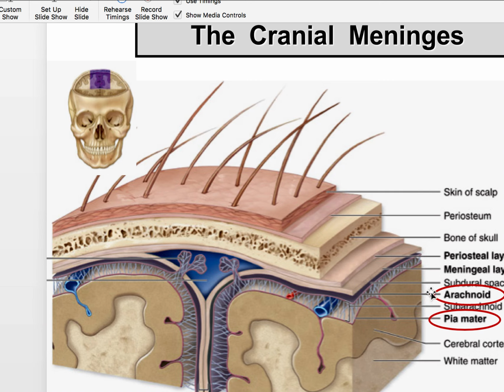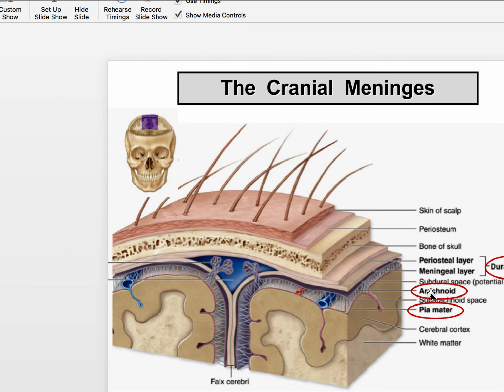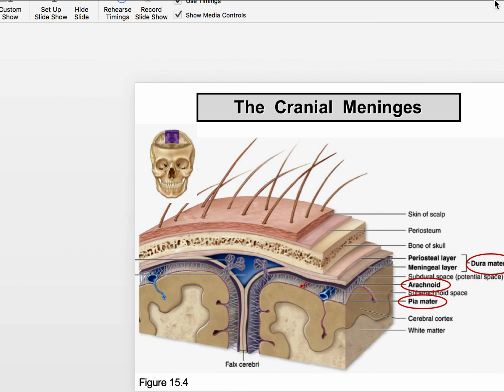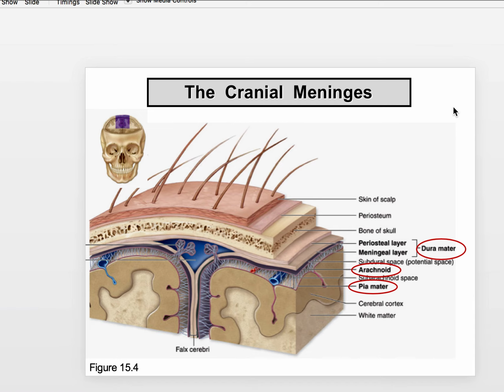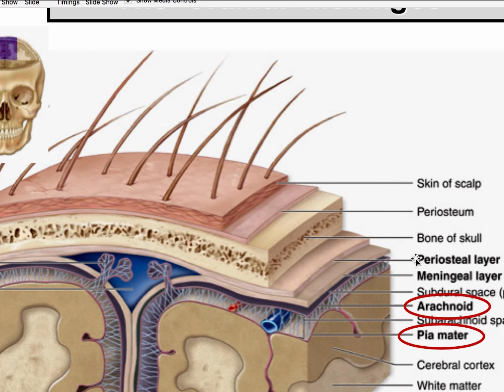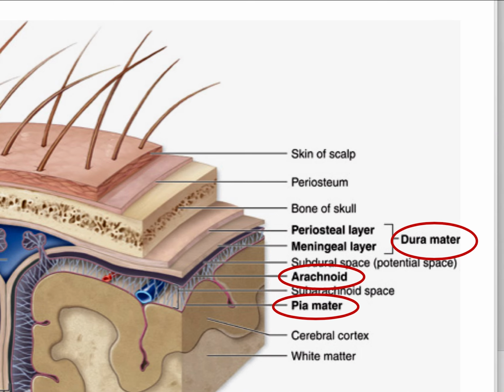the meningeal layer. In this case, what we really want to focus on is the dura mater and the arachnoid, and then also the pia mater. So these are all portions of the meninges that we have here. These help to create certain types of spaces, and I'm going to point these out here.